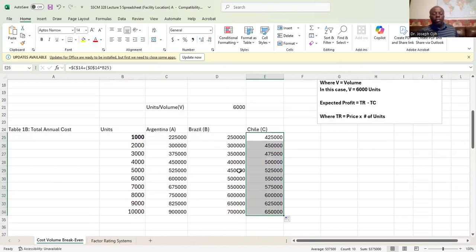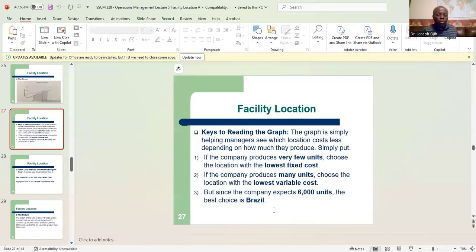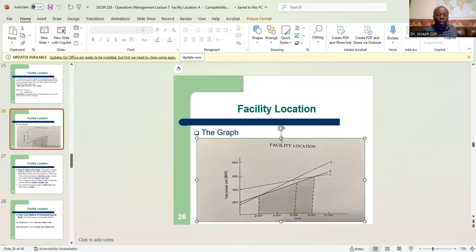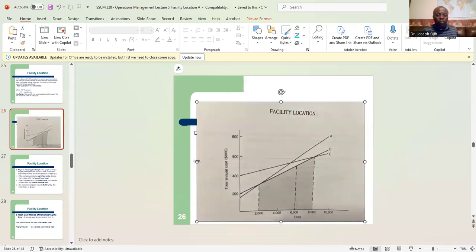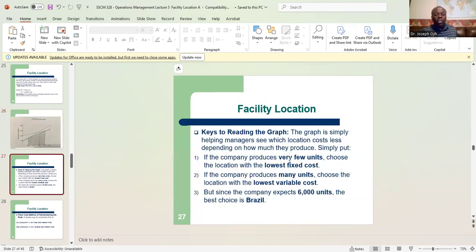Now you can draw the graph of this. Remember, the graph will not look exactly like the one I have here because this one uses different units and different numbers. But we'll be focusing on the units. Remember I said that if the company produces very few units, then choose the one with the lowest fixed cost. It is when the number of units increases that the variable cost becomes a factor. Okay, so let's look at this graph here.